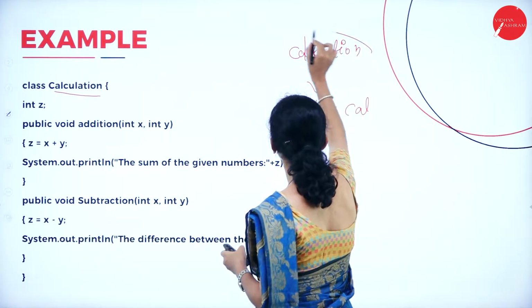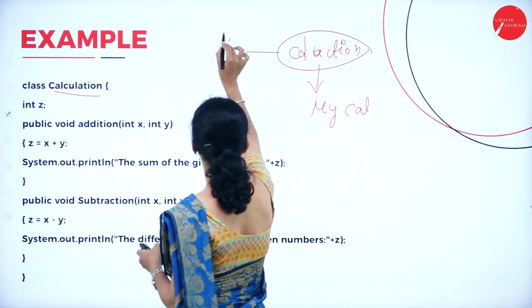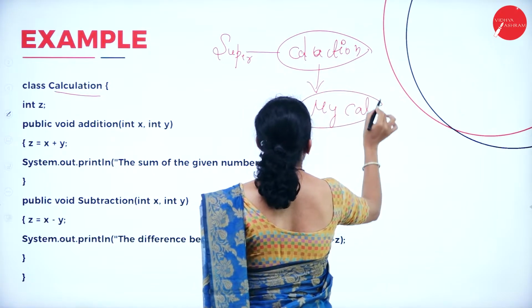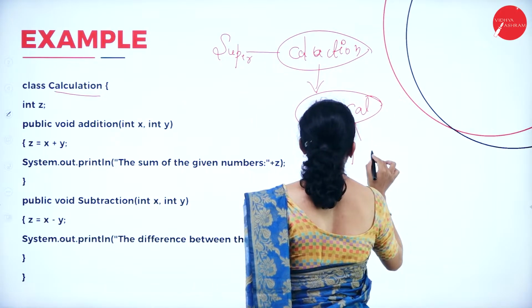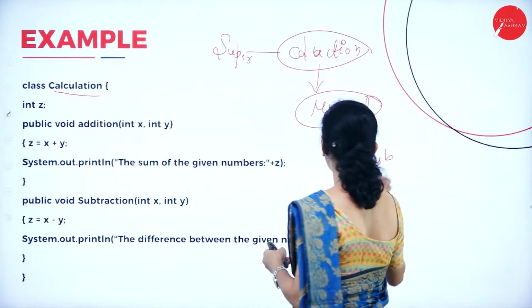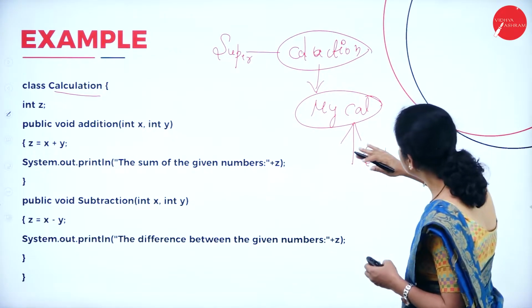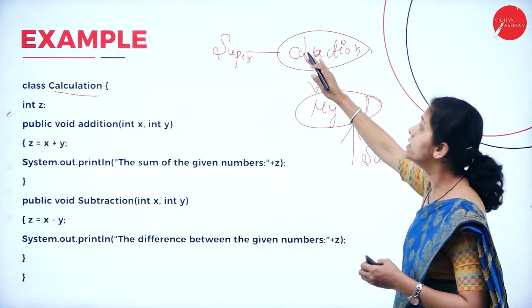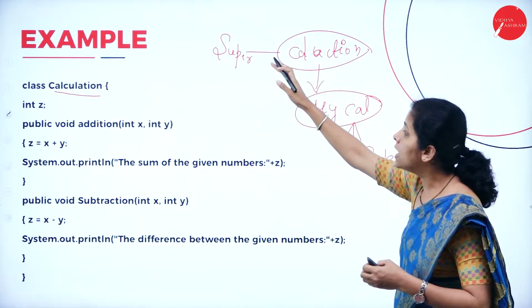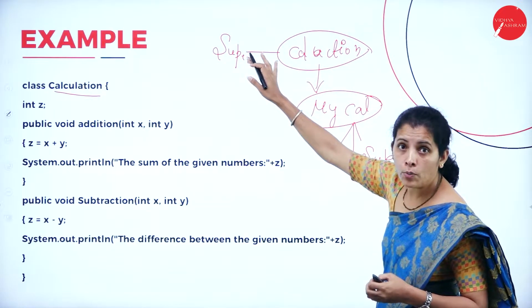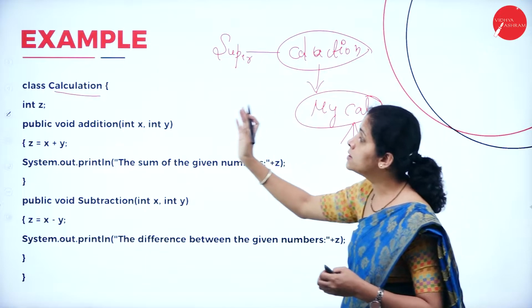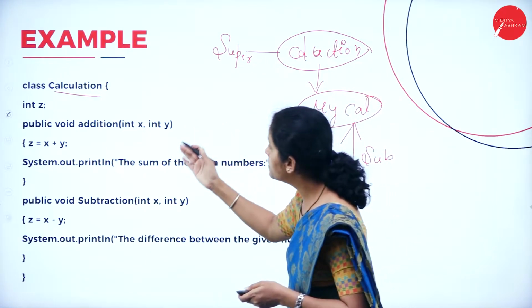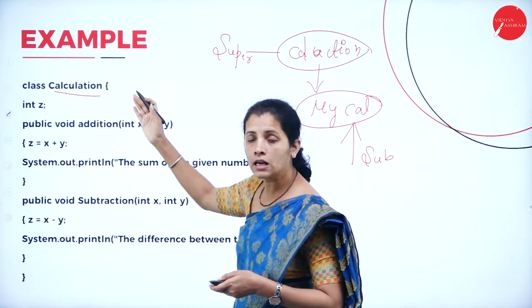So here this calculation is nothing but my superclass and my calculation is nothing but my subclass. That means this child class is able to acquire all the properties of the superclass. So what are all the properties? That is nothing but all the variables as well as all the methods which are present in my superclass.